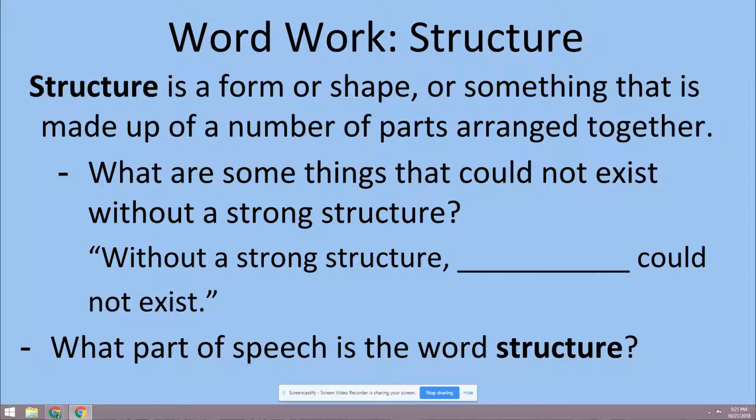So, what are some things that could not exist without a strong structure? Think about that. And so, what part of speech did we say that the word structure was? Or can you think about what the word structure is? Is it a person? Is it a place? Is it a thing? Does it describe? Is it something we can do? Can I do structure? Okay. So I hope you said that structure was a noun, because it is a thing.